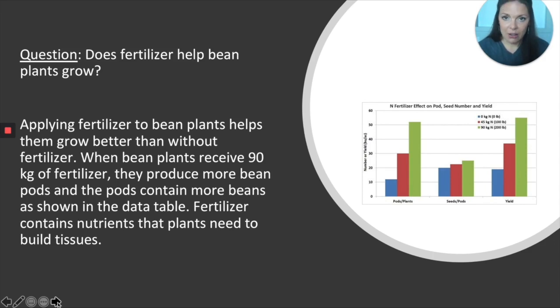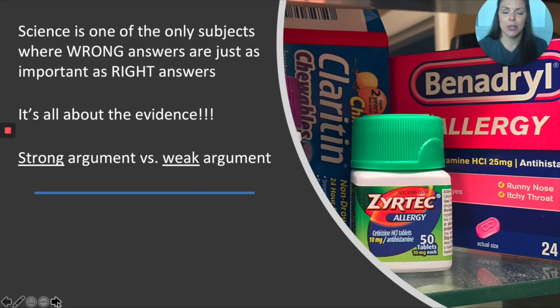How is it different than trying to convince my family to buy ham instead of turkey? Well, it's different because we've made a claim. We've said very specifically that applying fertilizer to bean plants is going to help them grow better than without fertilizer. And it's also a scientific argument because I have supported it with data and not simply my opinions. My opinion on the ham sandwich was that it tastes better with cheese. Well, that's my own personal thought, and I don't have any data to back up that that's an actual real thing. So this is an example of a scientific argument.